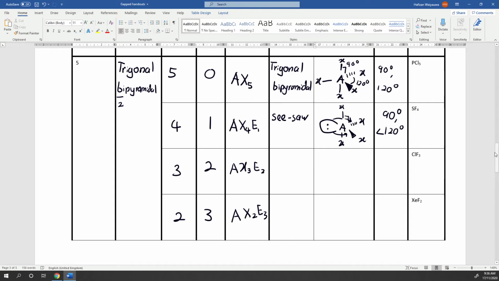So if we now have two lone pairs instead of one, the lone pairs will always sit here first. They will always sit on the plane that is 120 degrees. So now we will have always the same.